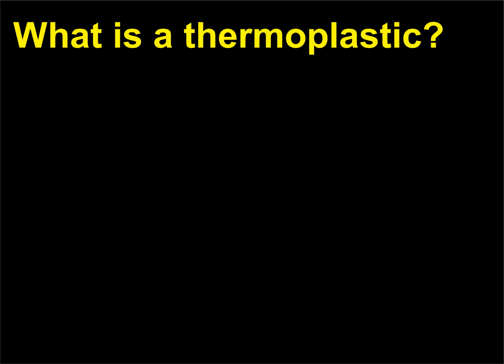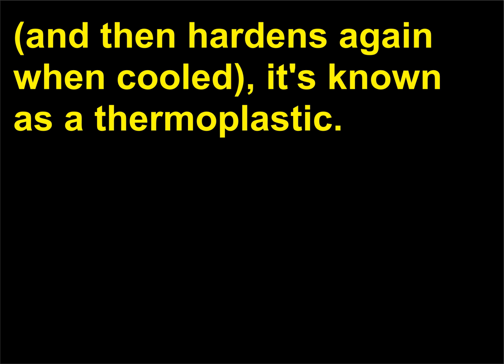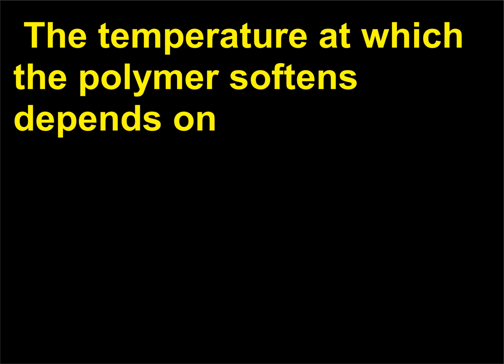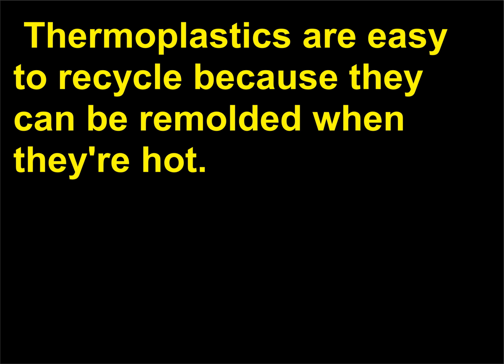What is a thermoplastic? If a polymer becomes soft when it is heated, and then hardens again when cooled, it's known as a thermoplastic. The temperature at which the polymer softens depends on what it's made of and on the size of the polymer chains. Thermoplastics are easy to recycle because they can be remolded when they're hot.